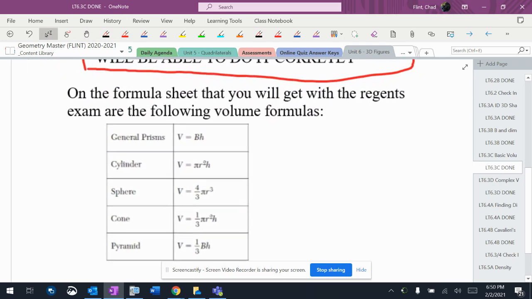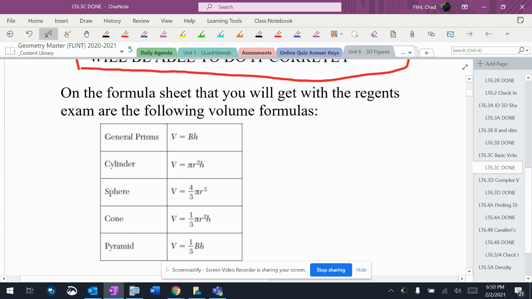You get these formulas right here, which are all of the volume formulas you need. It's got a capital B in there, and in the next video I'll talk about what the capital B means. We've already talked about it, but I'll make sure to remind you.